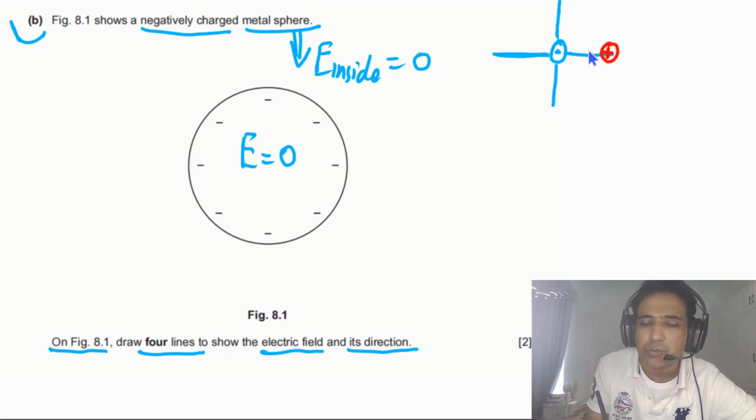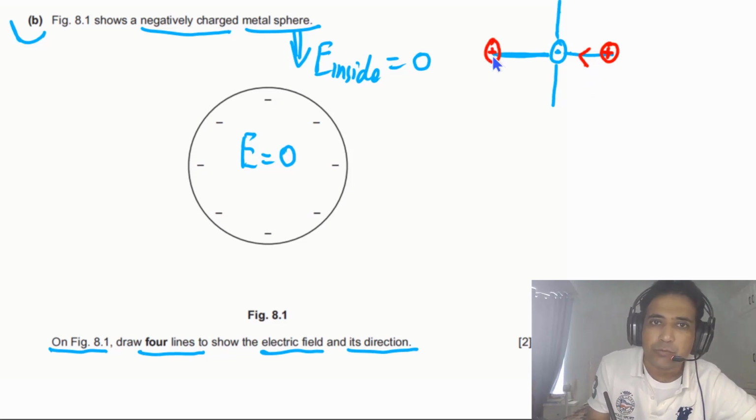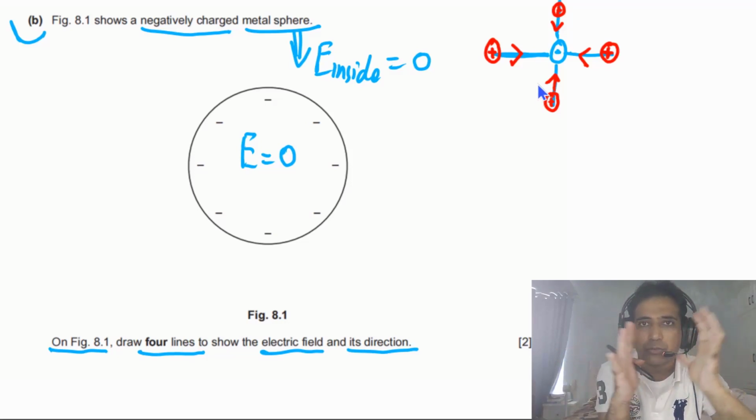The force between these two will be attractive, and this positive charge will experience force to the left. If we place a unit positive charge here, this will be attracted by this negatively charged sphere, so force on this one will be to the right. If we place a unit positive charge here, the force will be in downward direction. And if we place it here, force will be in upward direction. Means force is towards the negatively charged particle.